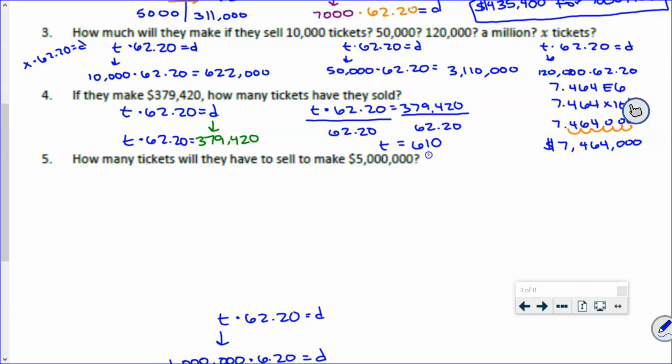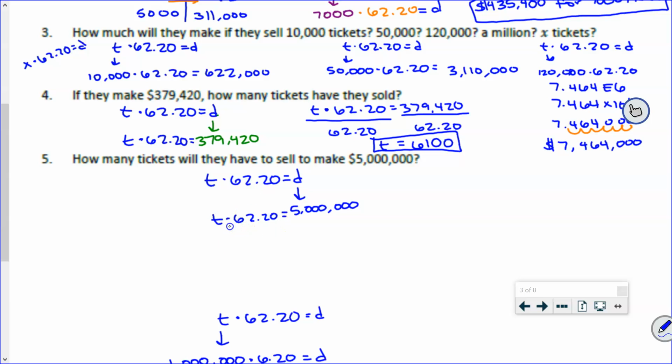No? 6,100? Is that good? All right, 6,100 tickets. Now again, repeat that strategy and we're going to finish up here. How many tickets will they have to sell to make $5 million? Again, start with that equation. T times our 6220 is equal to D, but now the D, the dollar amount, is 5 million. So T times 6220 is equal to 5 million.